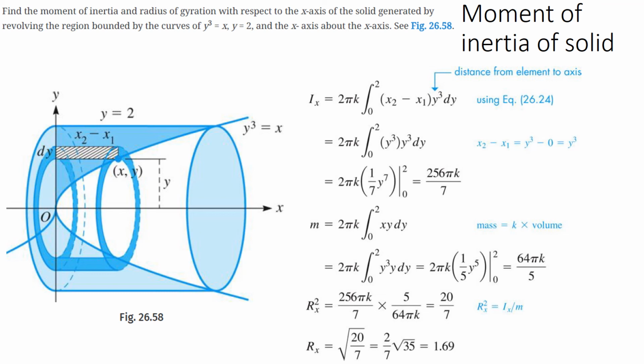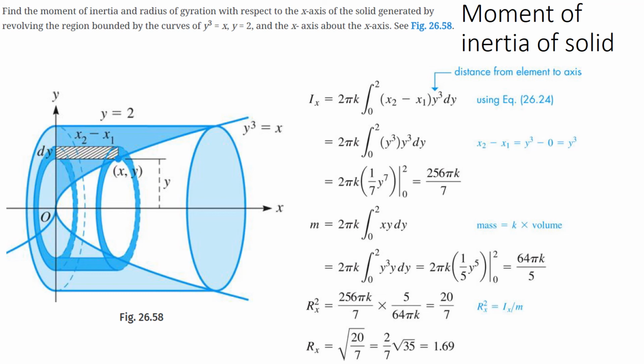into a cylinder, and then I add up all of these cylinders from y equals 0 all the way to y equals 2. So this is just integration on its side, so we're going dy instead of dx, and we're having y change from 0 to 2. And we're simplifying the integration by getting rid of the x's and replacing them with y's. We know that x2 minus x1 is equal to y cubed.